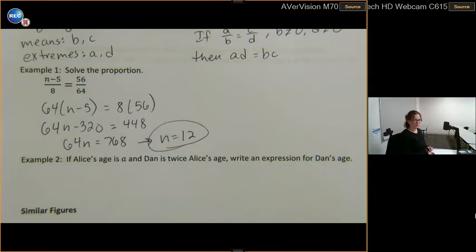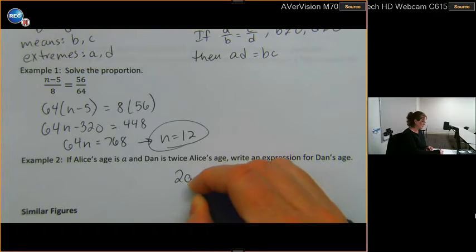So working into our word problems, we need just a little example on setting up an expression. It says if Alice's age is represented by the letter A and Dan is twice Alice's age, write an expression for Dan's age. Well, it's twice Alice's age.